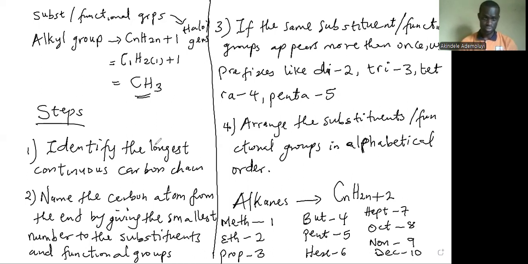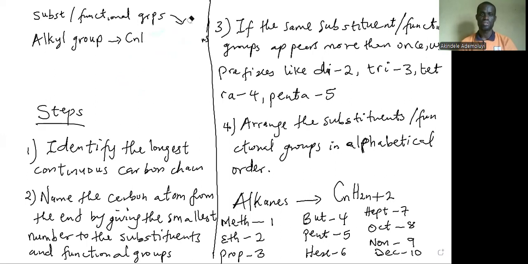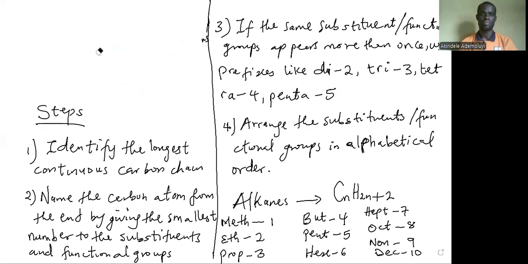So you are going to use them in this rule. That's where you name them when you have them. Now let's look at examples. Let me clean this place, but I don't want to clean the rules, the steps I've given you. Now look at this. Let's name this compound.